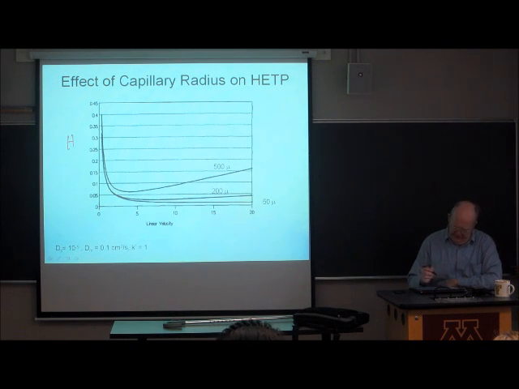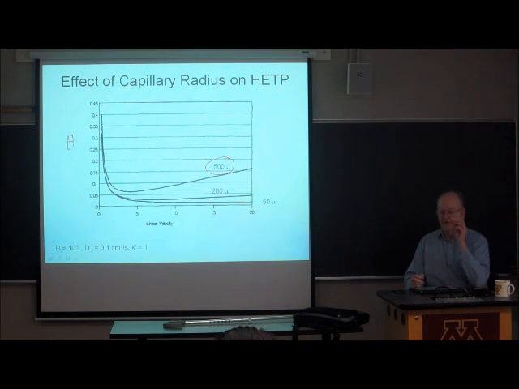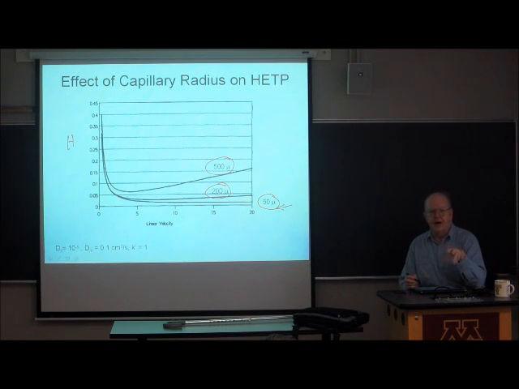So here's the H, and here's the linear velocity. And there are 3 plots here. One is for a capillary that's 500 microns in diameter. That 500 microns is 1/2 of a millimeter. This is for a 200 micron ID capillary, and this is for a 50 micron ID capillary. I'm pretty sure that these are about the narrowest capillaries you can buy for gas chromatography. And the 500, I've seen some 530 micron capillaries, but I think that's about it.